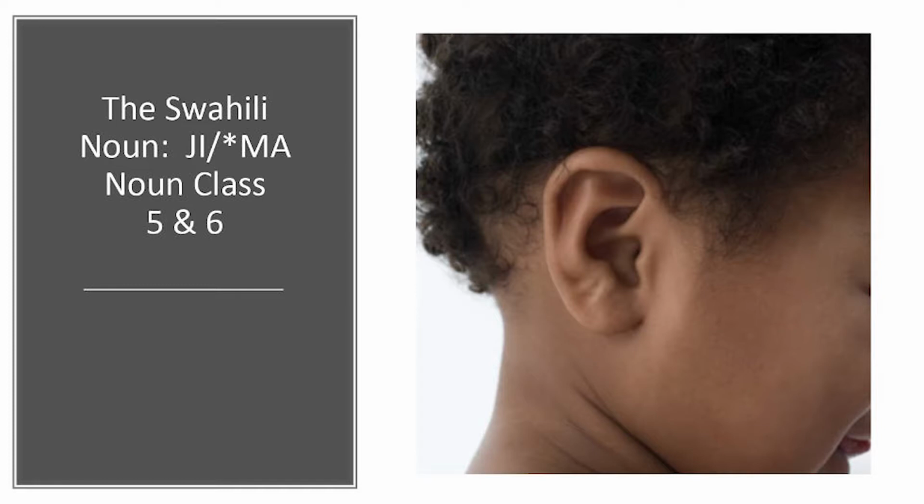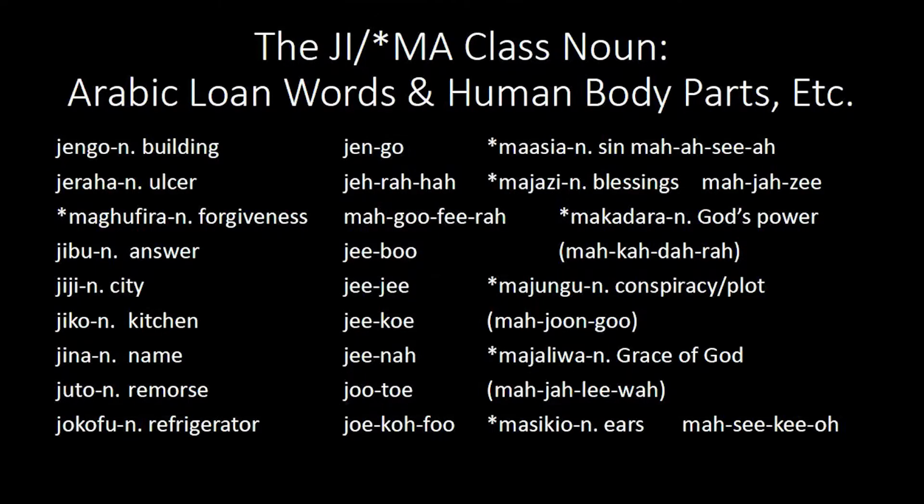So today we're going to talk about noun classes 5 and 6. These are commonly known as the Ji-Ma class nouns. We have this asterisk here because it indicates the plural form of the noun. Ji is the singular form, Ma is the plural form. Some of the Ji-Ma class nouns are described as Arabic loan words and some are human body parts.